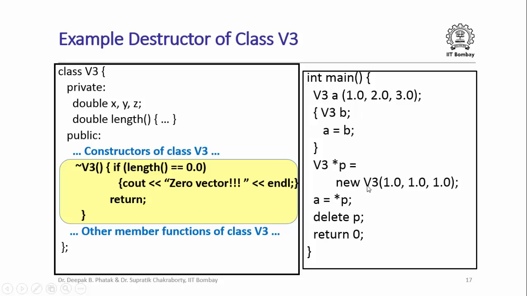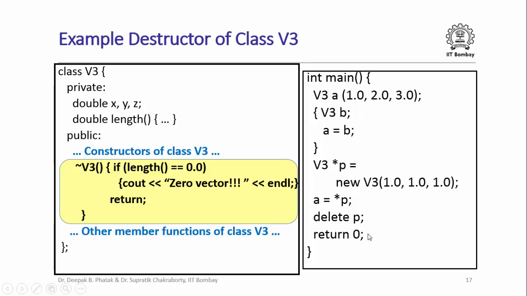In this statement, a new object of class v3 is dynamically allocated on the heap, and through its constructor function, its data members are set to the values 1, 1 and 1. Here I am copying that dynamically allocated object to A. So now the data members of A are also set to 1, 1 and 1. And then finally, I am deleting the dynamically allocated object of class v3. But because its data members were initialized to 1, 1, 1, when the destructor function is called, we figure out that the length is not 0 and 0 vector does not get printed out.